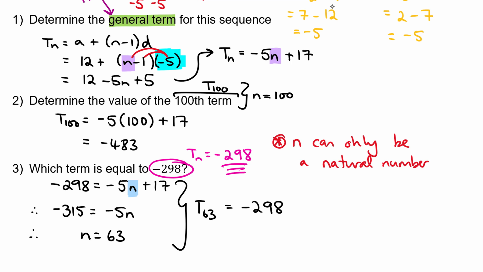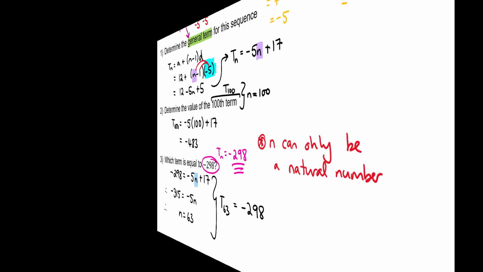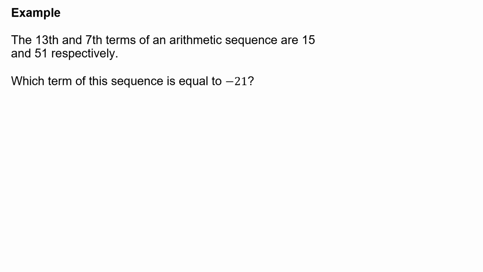And that's the answer to the first question that we'll deal with here. This is the second example that we'll have a look at regarding arithmetic sequences, but this one's a little bit more challenging. So we've got a question here that says the 13th and 7th terms of an arithmetic sequence are 15 and 51 respectively. Which term of the sequence is equal to negative 21?